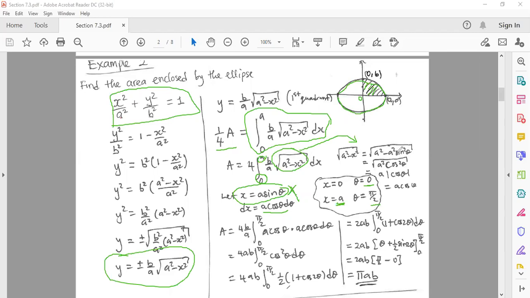Where I see x, I put a sine theta. I simplify, end up with a cos theta. Now in the integral itself, wherever I see the root, I'm just going to put a cos theta, and I'm going to substitute the value for dx. I put my new bounds.